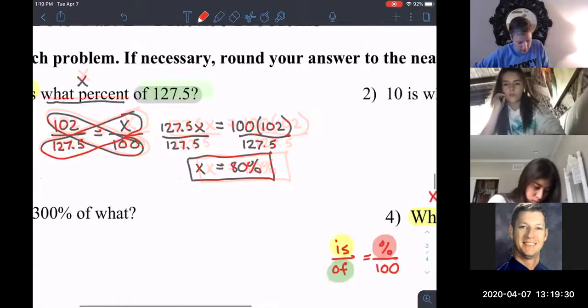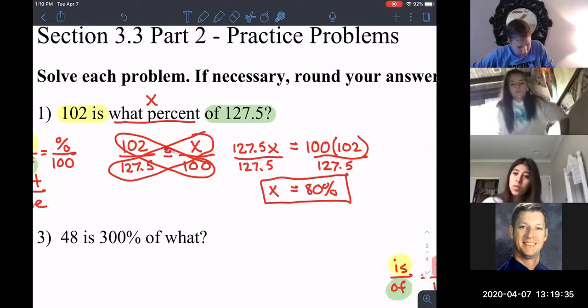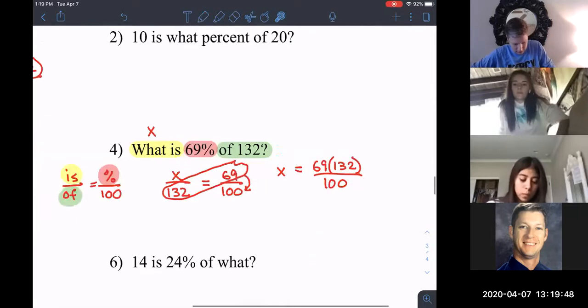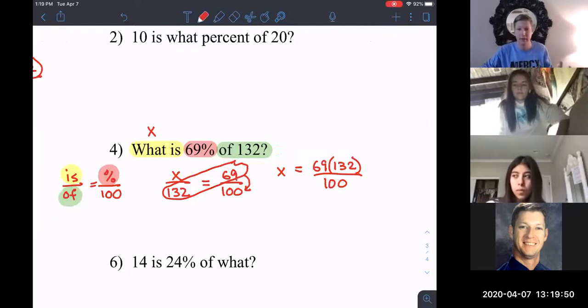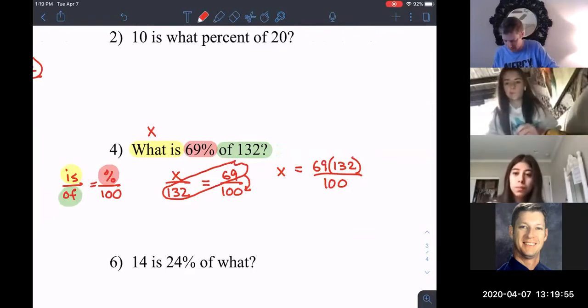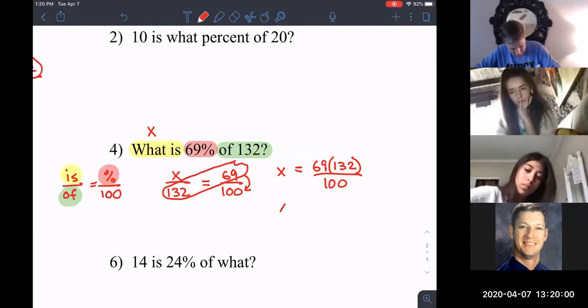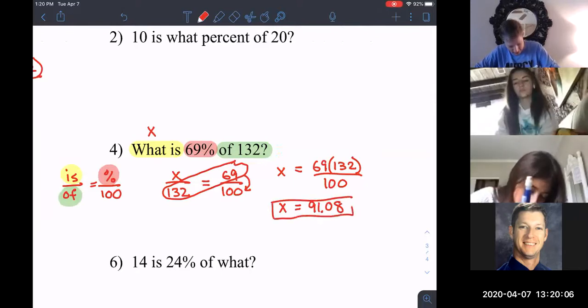If you look, the diagonal numbers, get my laser pointer, the diagonal numbers were 102 and 100. That cross product had two numbers in it. So we multiplied those together and then we divided by the third number, which was 127.5. That's exactly what we did here. It's exactly what we're going to do here. So really on the calculator, all you have to do is once you have your proportion, just do 132 times 69, get an answer for that, and then divide it by 100. And that gives us x equals 91.08. And that's our answer.